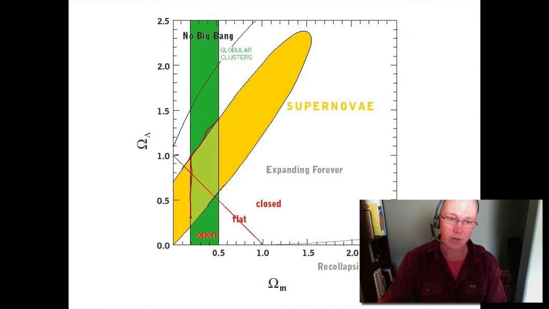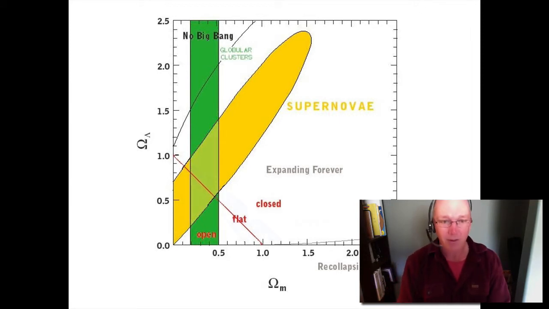If we take these two observations, and both are correct, the supernova is limiting us to this, and globular clusters limit us to this, and the overlap is the most likely region. That tells us we have about 70% dark energy and about 25% dark matter. But it's pretty broad, right? This is a large region here.